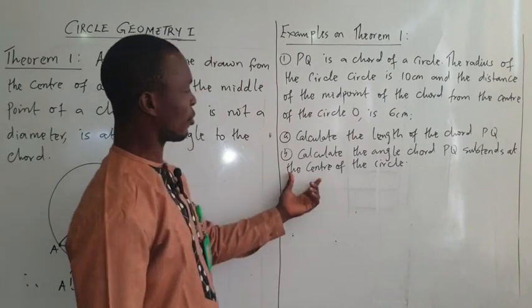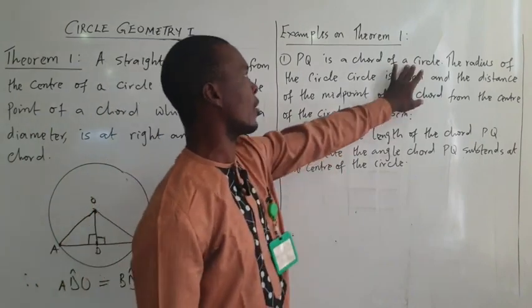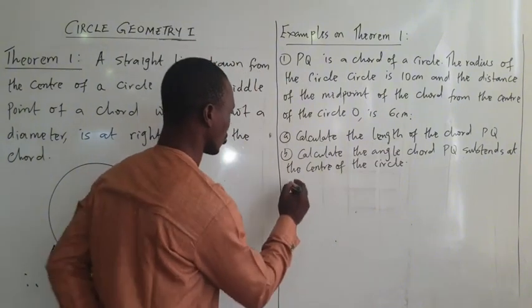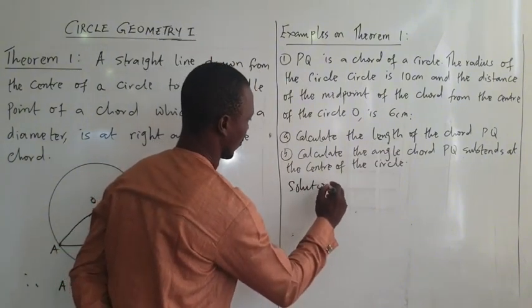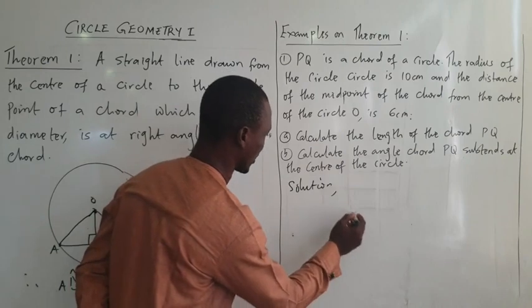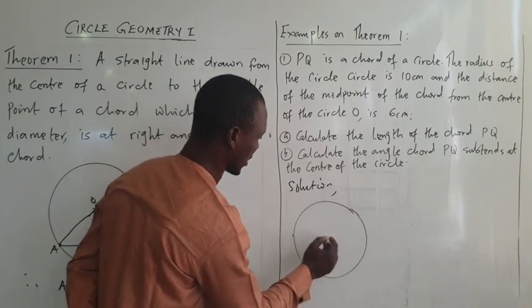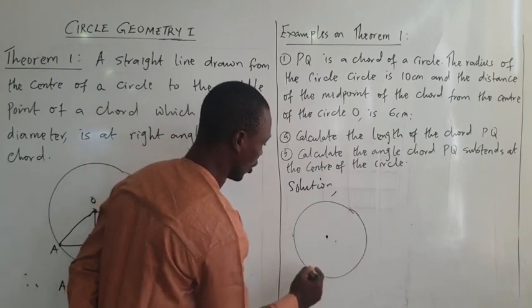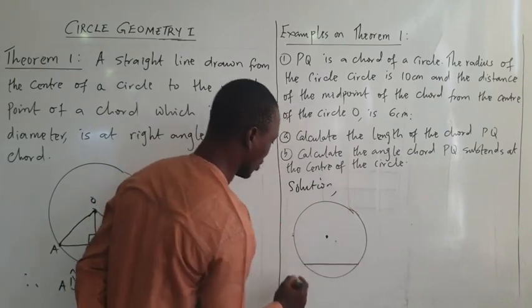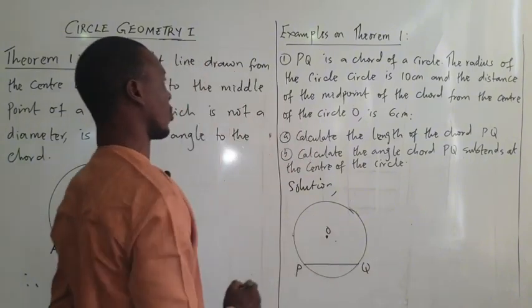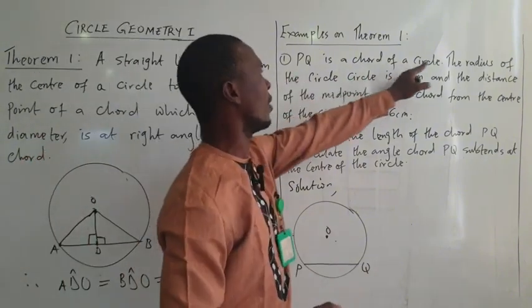So if you are to interpret this question, you must have a circle and you must draw a line PQ, which is a curve. So, solution. The first thing to do is to draw the circle, then locate the center of the circle, then draw your curve. You name the curve PQ. Then this is the center of the circle. Then PQ is a chord of the circle.